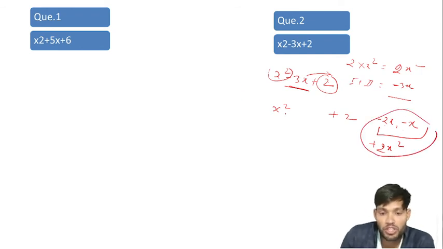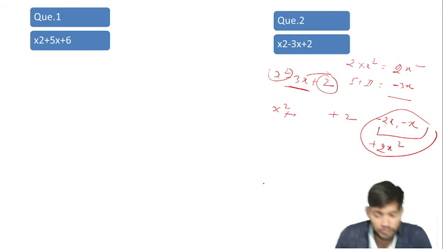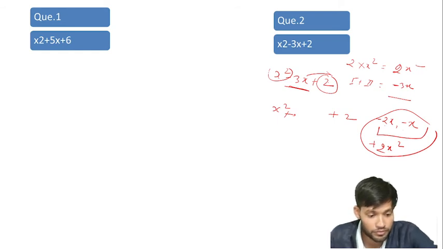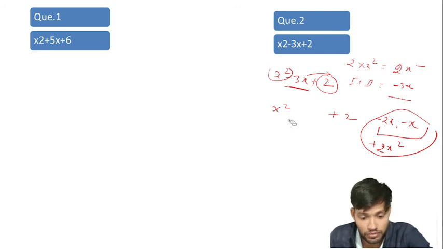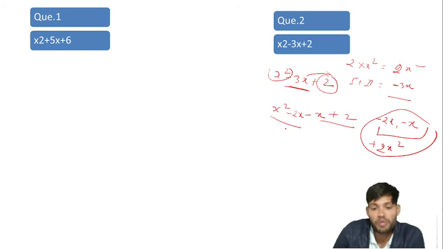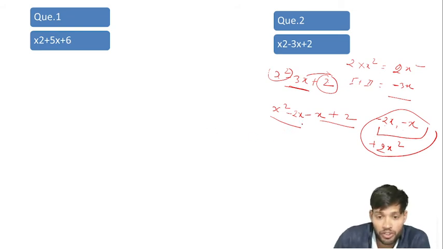So we will put here minus 2x minus x. Now we have to pair them: x square minus 2x and minus x plus 2. We have to take common x here.